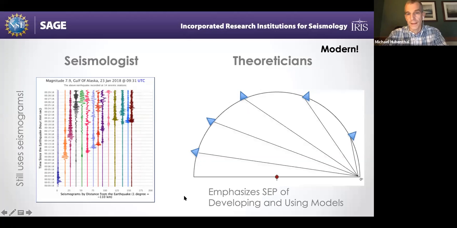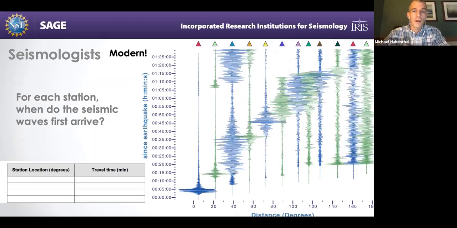The other half of the class are going to be theoreticians. This part of the activity is really going to emphasize the science and engineering practices aspects of the NGSS, because these theoreticians are going to actually develop a model that we can then compare with our observed data.